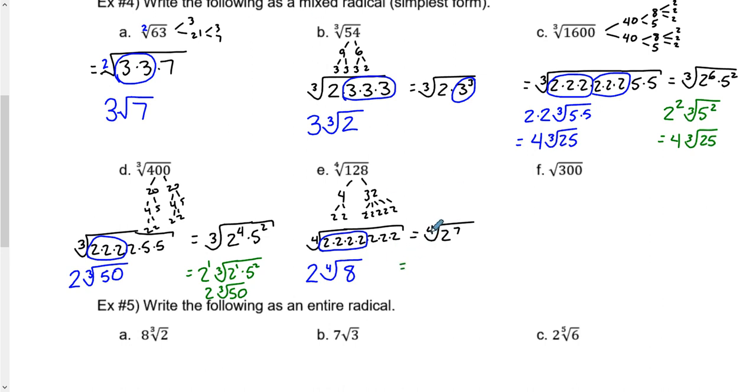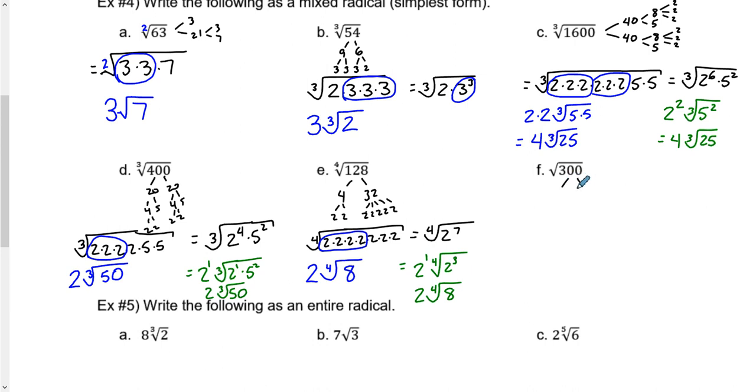Or how many times does 4 go into 7? Well, it goes in 1 time. How much would be left over? 3 of them, which leaves us at 2 4th root of 8. Exact same answers.